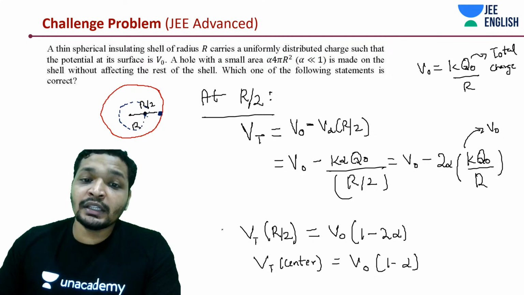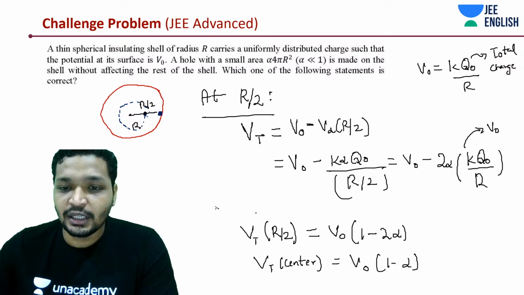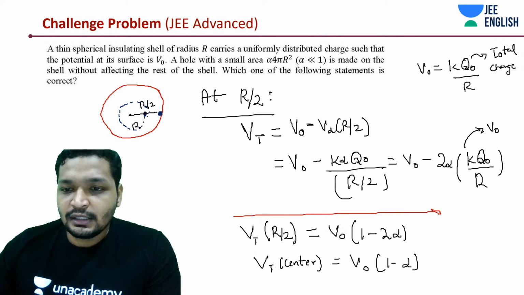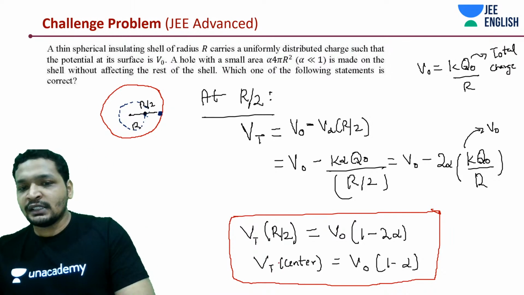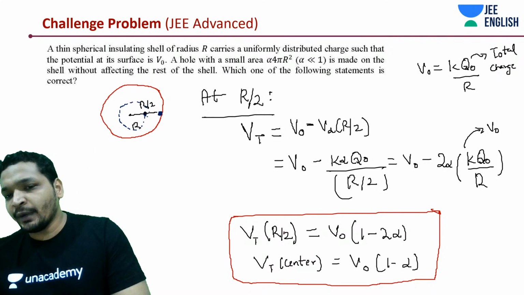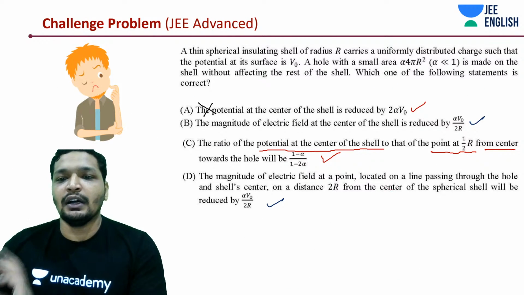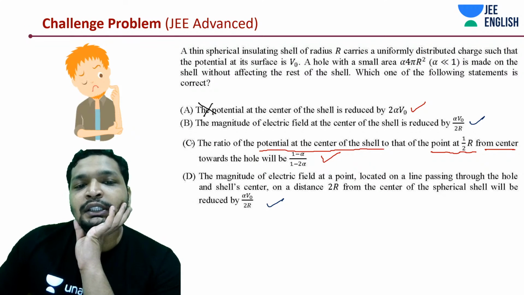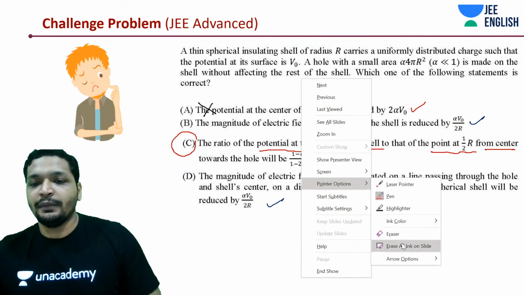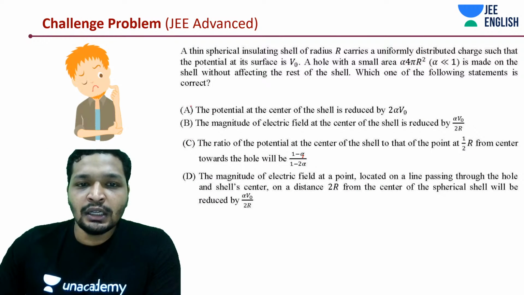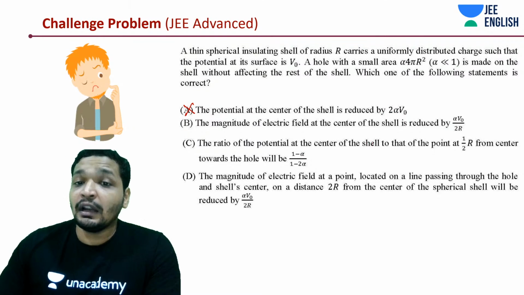One more thing, one really important thing you have to verify when it comes to JEE Advanced is, I'll tell you what. This is V center by V at r by 2, which would be 1 minus alpha divided by 1 minus 2 alpha. Let's see whether option C is correct. But what would happen is sometimes they would invert the options. One thing you have to notice. This is false. We just did it. It should not be reducing by 2 alpha naught, but rather alpha naught itself.